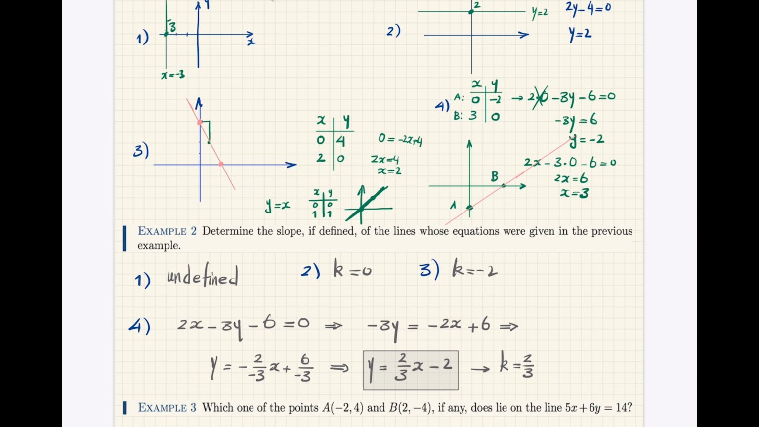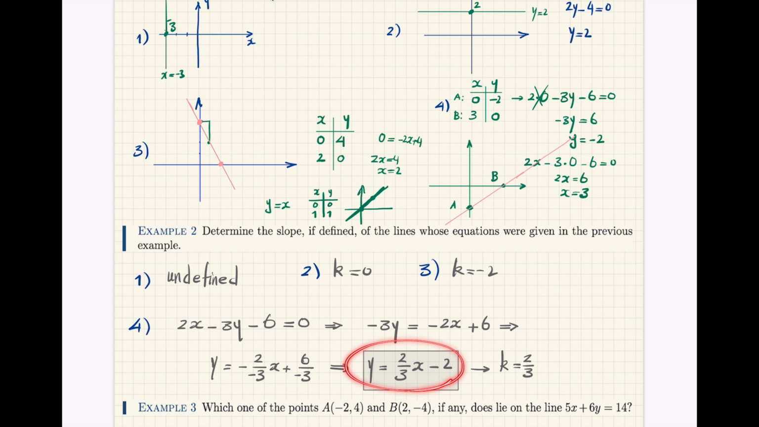So this is mandatory, so just do it in the exam. If this is horizontal or undefined, just say it. If it is already in the k form, you just read the k value. But if it is not in the k form, it is in the general form, you need to write this down, make it into the k form, and then read the k value.